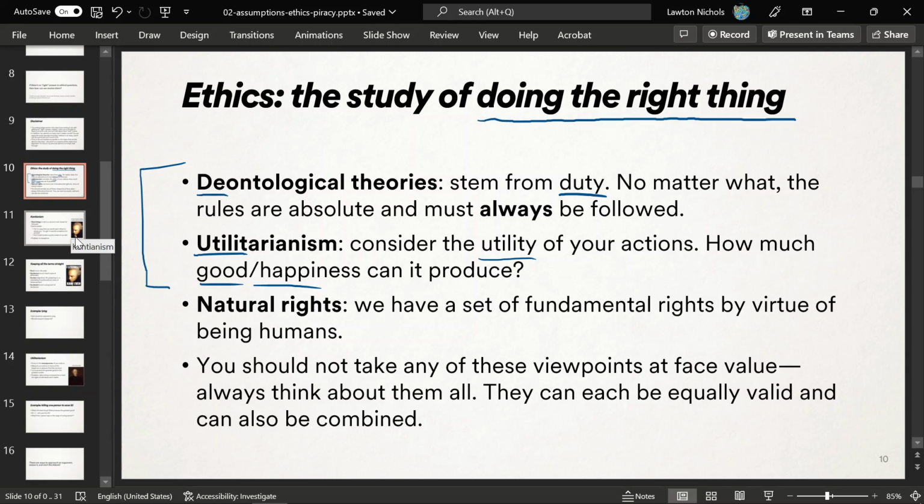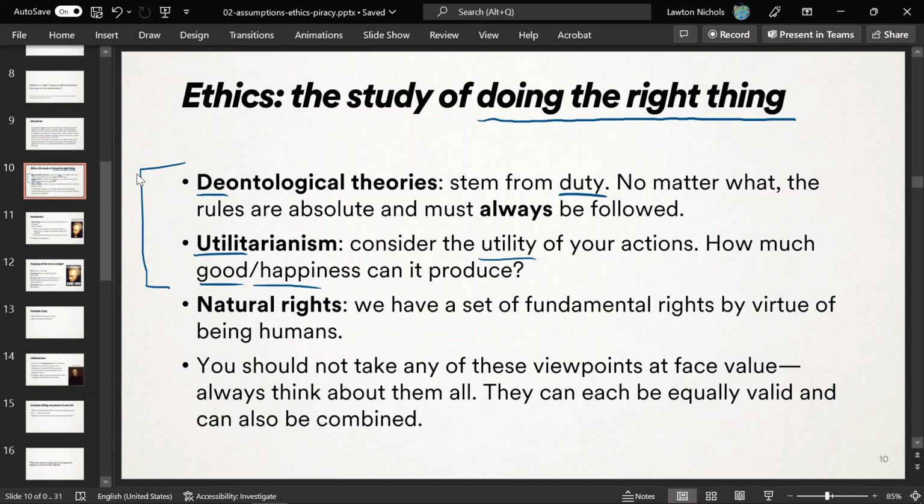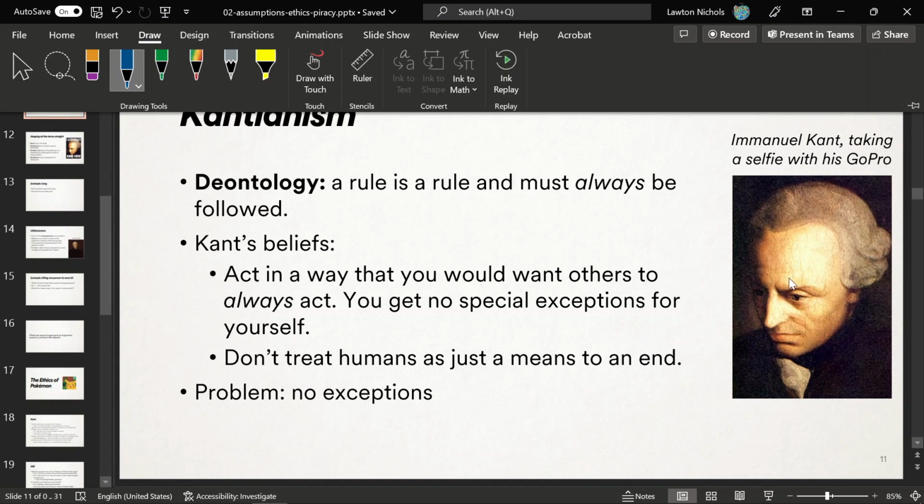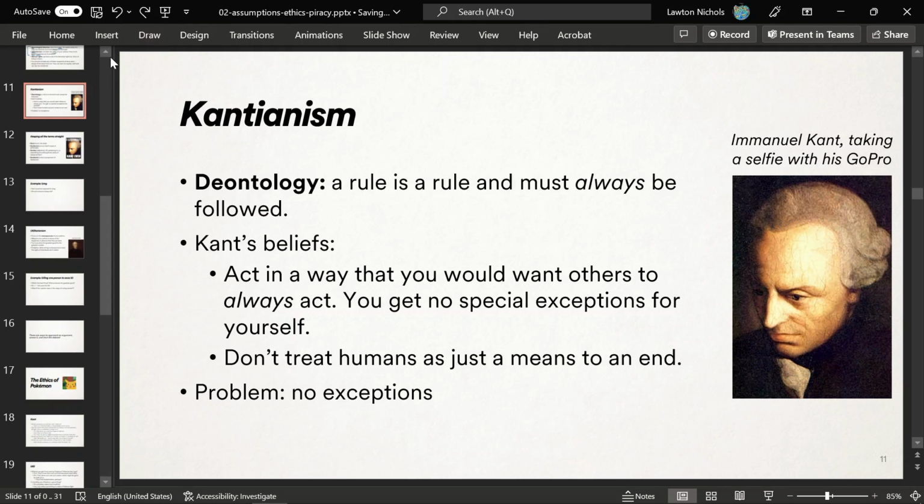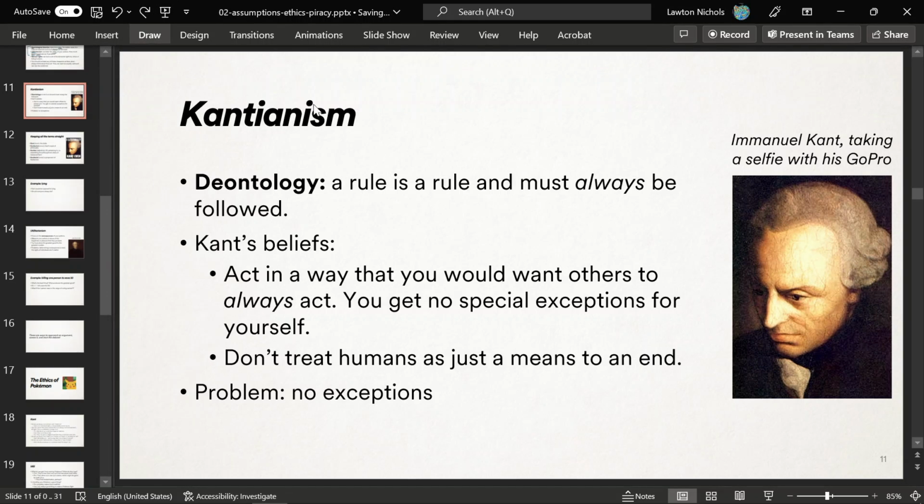So those are a lot of words. Are there any questions before I show you our standard deontological theory? It's called Kantianism. A lot of philosophy today. So, okay, let's go here. Here is Kant. His name is Immanuel Kant. He lived a long time ago, and he came up with this idea of deontology. Again, a rule is a rule.